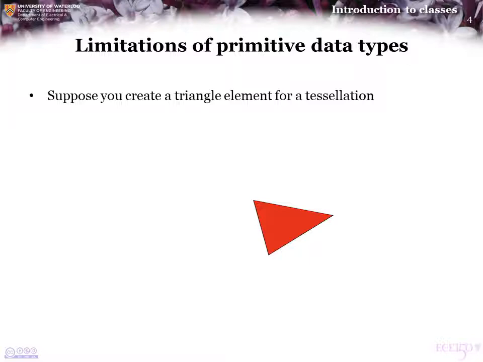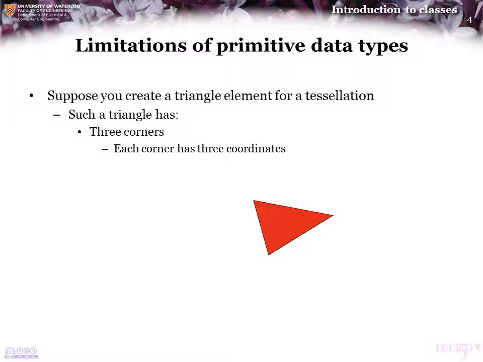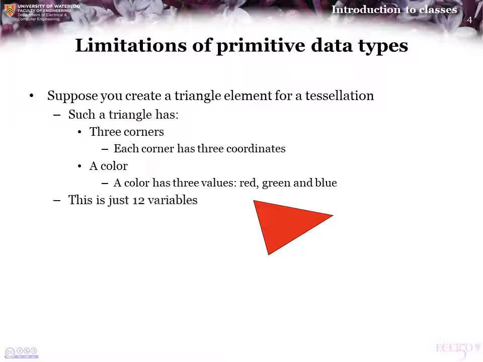Let's look at a different example. Suppose we want to create a triangle for a graphics package. So we will want to create this element for a tessellation of an object that is to be rendered in an image. Such a triangle is going to, first of all, have 3 corners. And every single corner is going to have 3 coordinates associated with them. Additionally, each triangle will have a color associated with it, and the color itself has 3 different values: red, green, and blue. So that's a total of 12 variables just to describe one triangle.